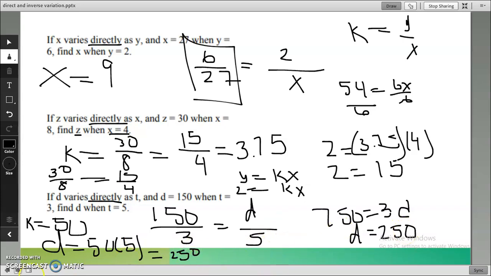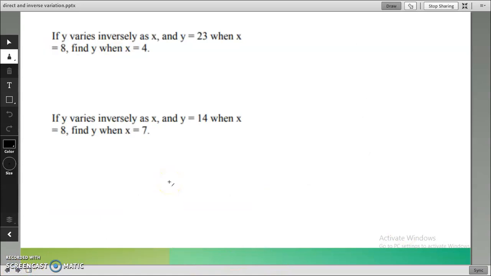All right, so the two different ways to do it. When we're doing inverse variation though, it's not directly proportional, so we can't use those proportions, right? So we have to use the formula instead. And so the formulas that we're going to use for inverse will be k equals xy and y equals k over x. All right, so it says y varies inversely as x, and y is 23 when x is 8, and find y when x equals 4.